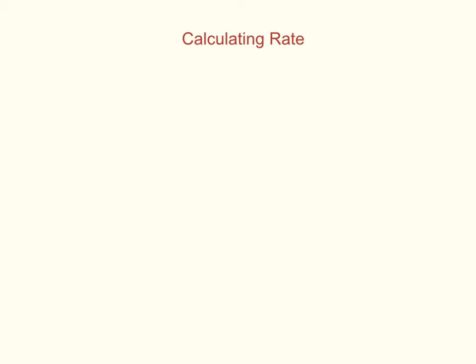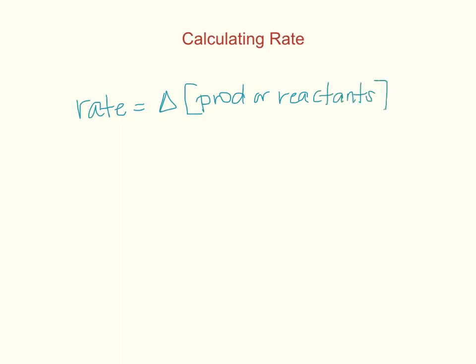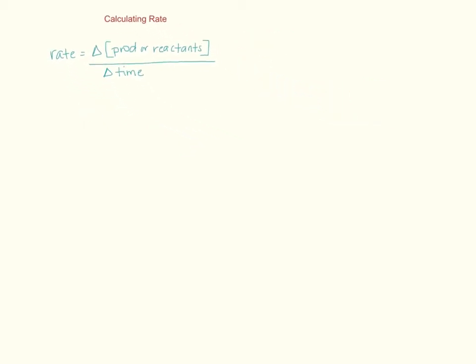One other thing that you're going to need to be able to do for this kinetic unit is to be able to calculate rate. What rate is equal to is simply the change in concentration of either your reactants or your products, and the brackets are shorthand for concentration, divided by the change in time. So let's look at an example problem for this.